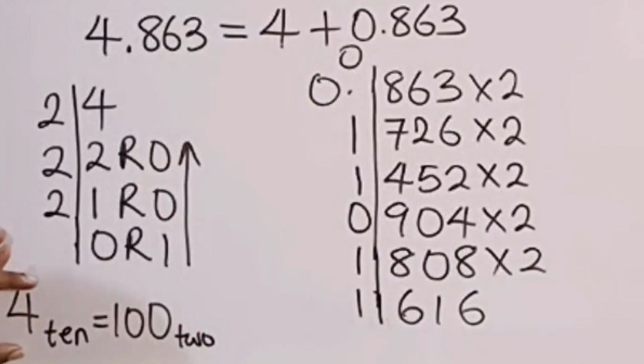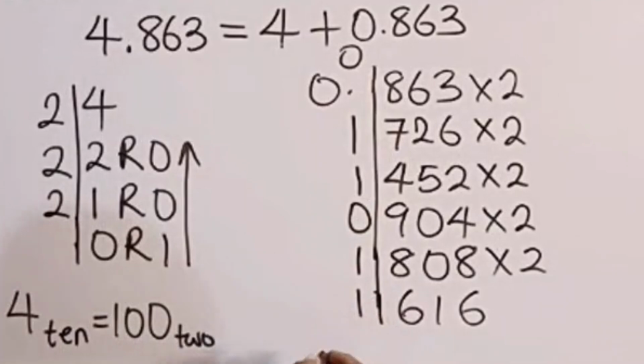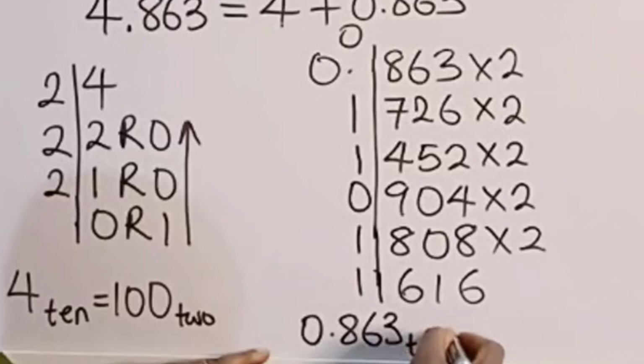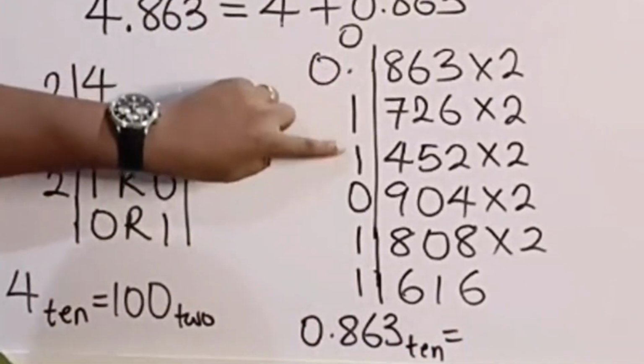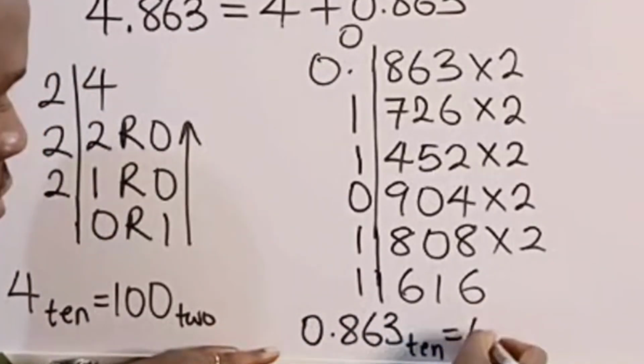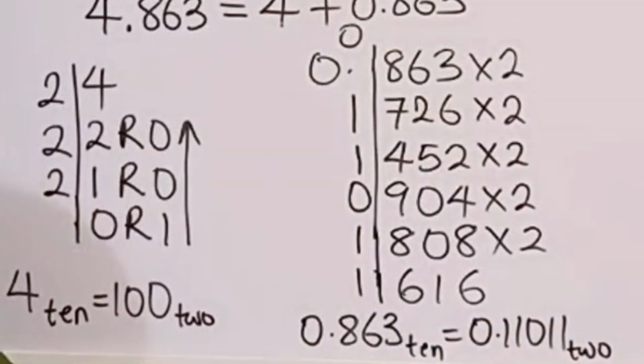So we have seen the whole number part of the number. We have seen the decimal part of the number. So the decimal part, 0.863 base 10, is equal to 0.11011 base 2. Okay. So if we try to confirm, we can see that in both cases, our numbers contain only 0 and 1. Since we are converting to base 2, if you have any number other than 0 and 1, that means there's something wrong with your answer.